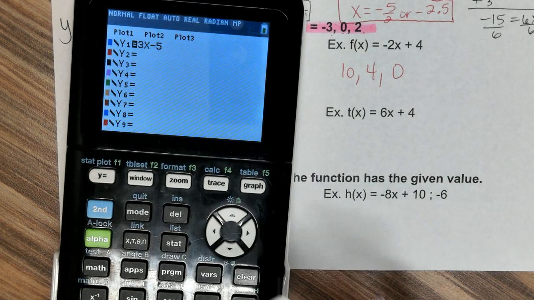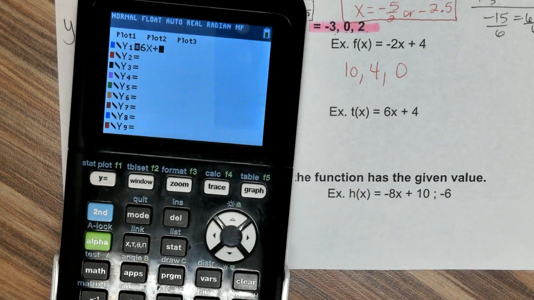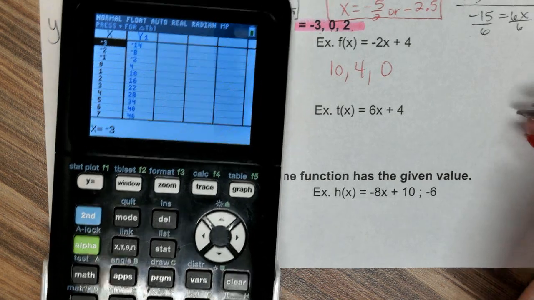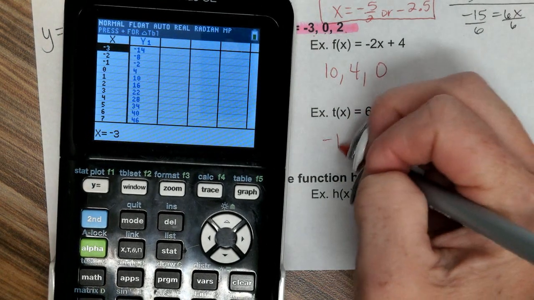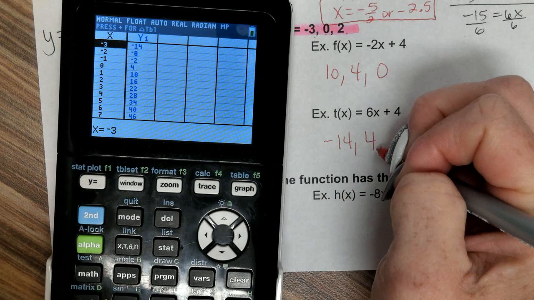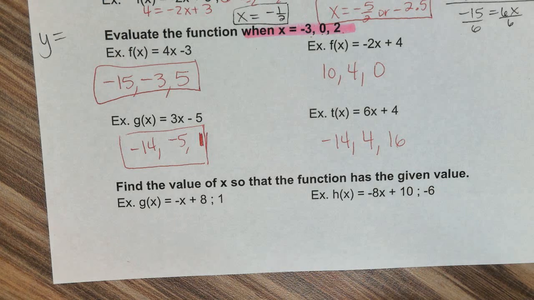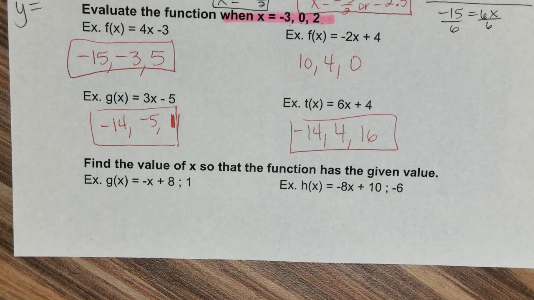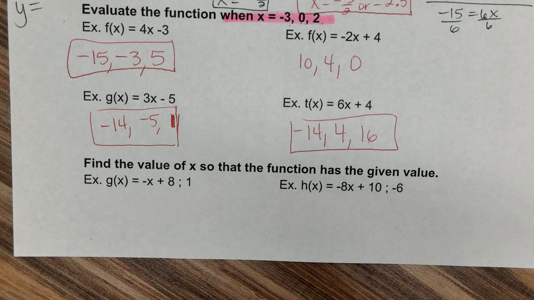And the last one. Go ahead and do the last one. Okay, you should have got negative 14, 4, and 16, yes?